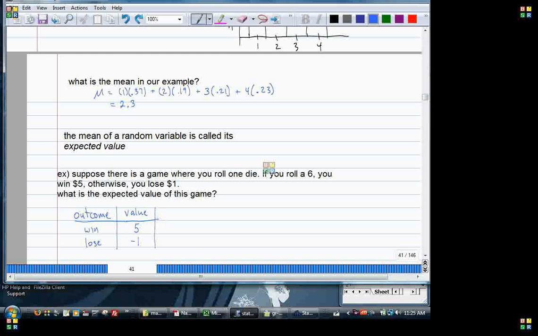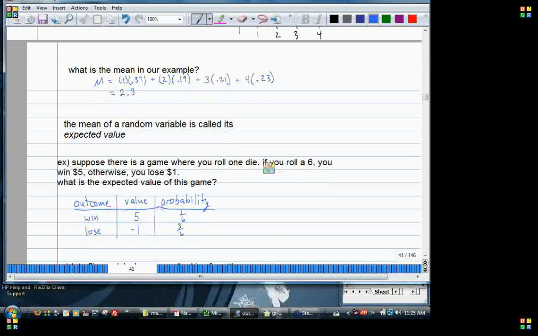So the way we figure this out is we also need to include in our calculation the probability. So what is the probability of winning? 1 out of 6, right? And what's the probability of losing? 5 out of 6. There you go. In this case, I'll leave it as a fraction because the calculation is easier with the fractions.